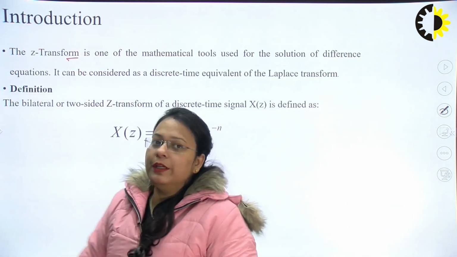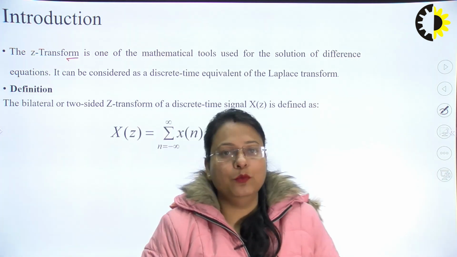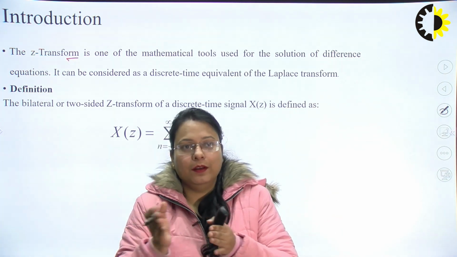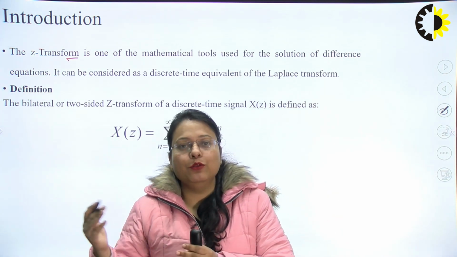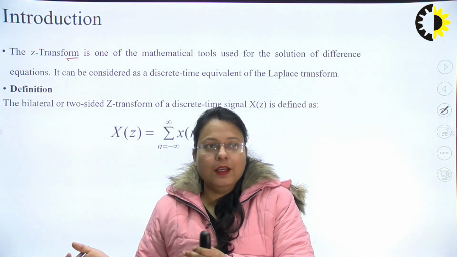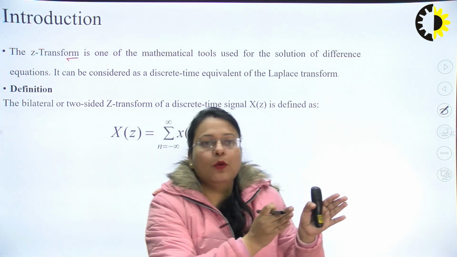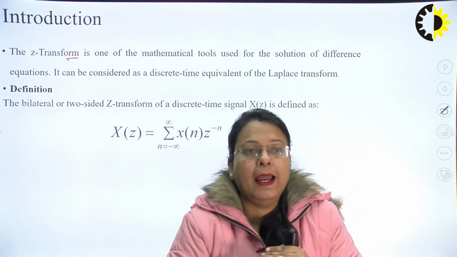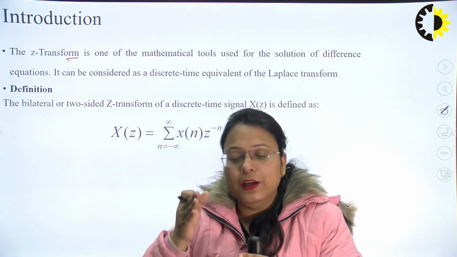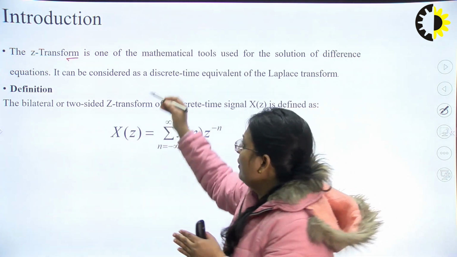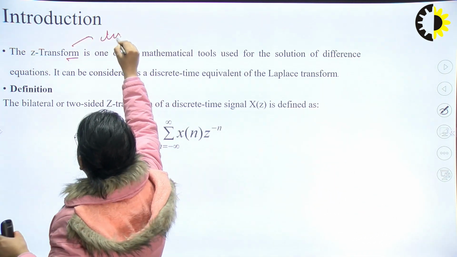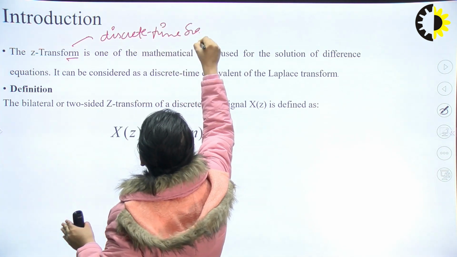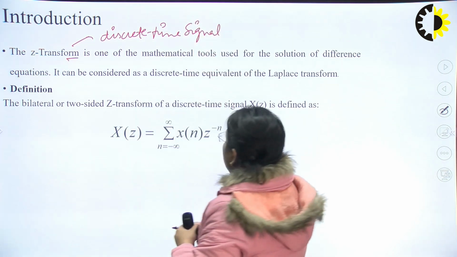The Z transform is one of the most important mathematical tools which is used for the solution of difference equations. As the Laplace transform is also a mathematical tool which can be used for the solution of differential equations, similarly this Z transform is used for the solution of difference equations. And just like the Laplace transform is used for continuous time signals, the Z transform is used for discrete time signals. That's why it is used for the solution of difference equations.